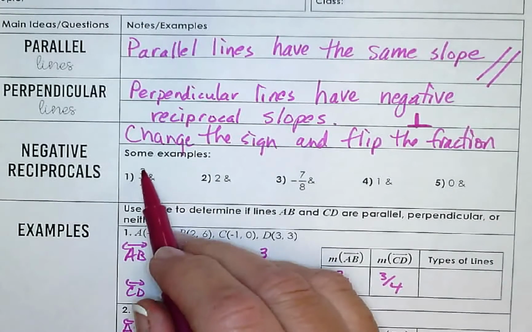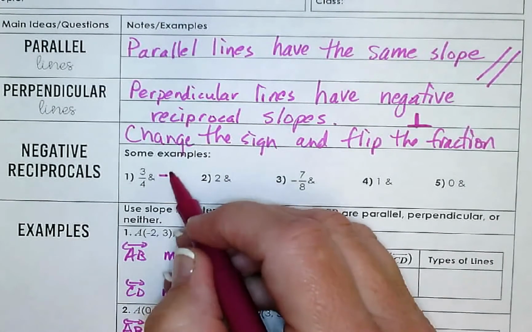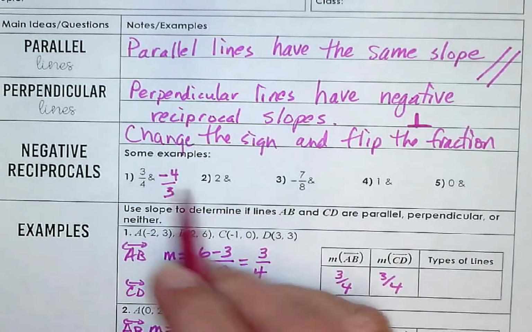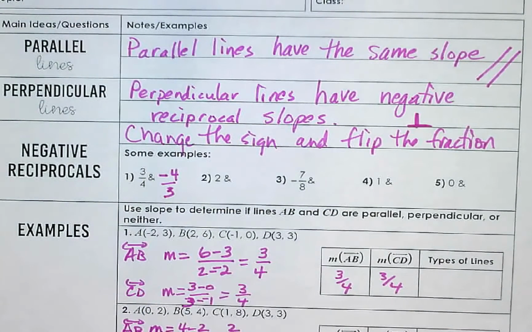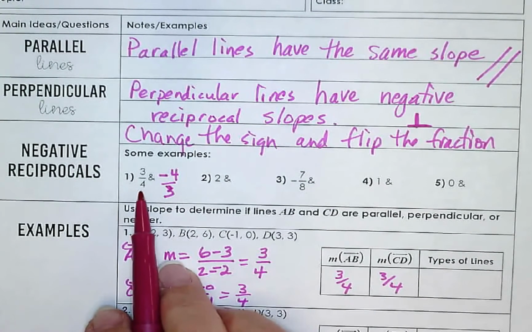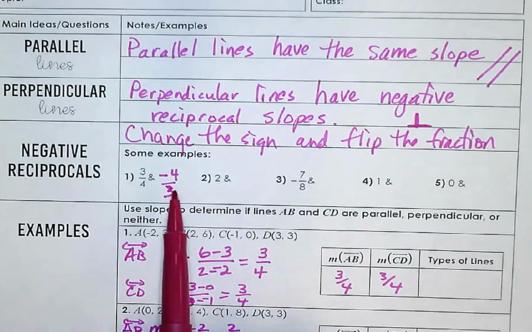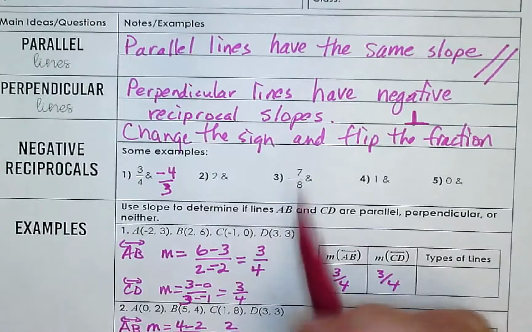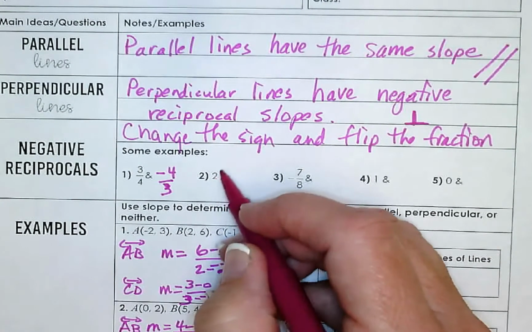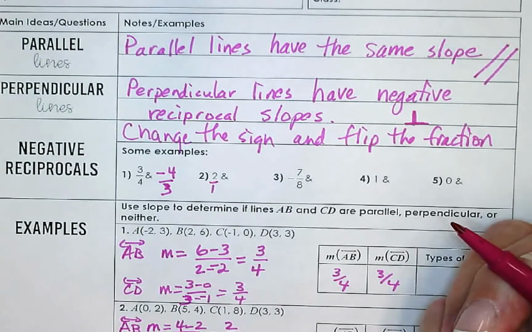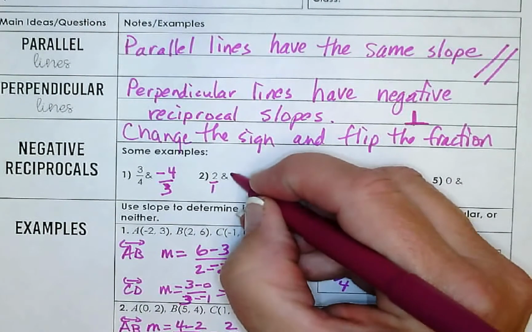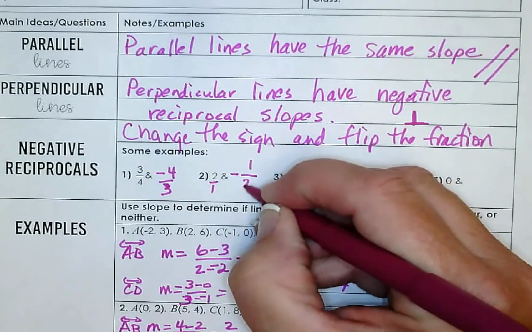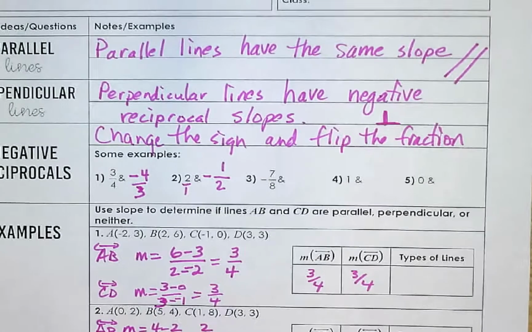Okay, so negative reciprocal. So we know it's going to be negative, and we're going to flip the fraction over. Those two are negative reciprocals of each other. If I have a line that has a slope that shows 3/4, and I have another line that shows negative 4/3, those two lines are going to be perpendicular to each other. Next one. Another way to write 2 is 2/1. So if I want the negative reciprocal, it's going to be negative. I'm going to flip my fraction, so negative 1/2.